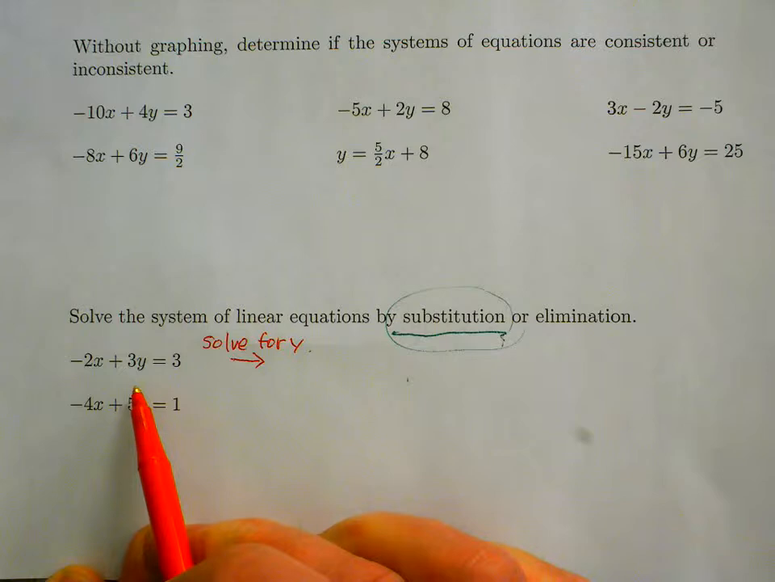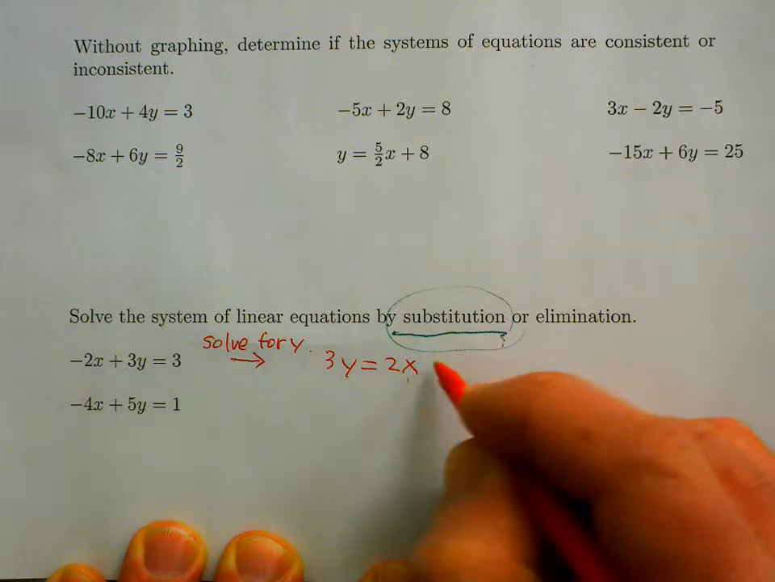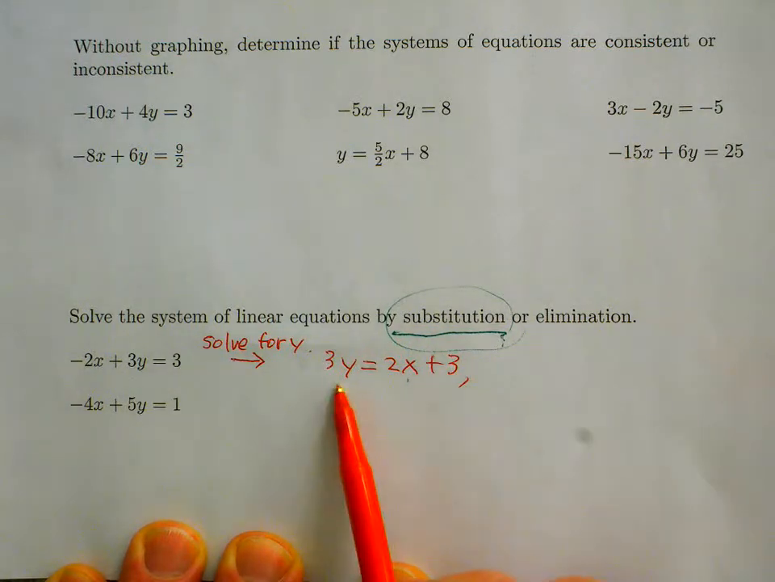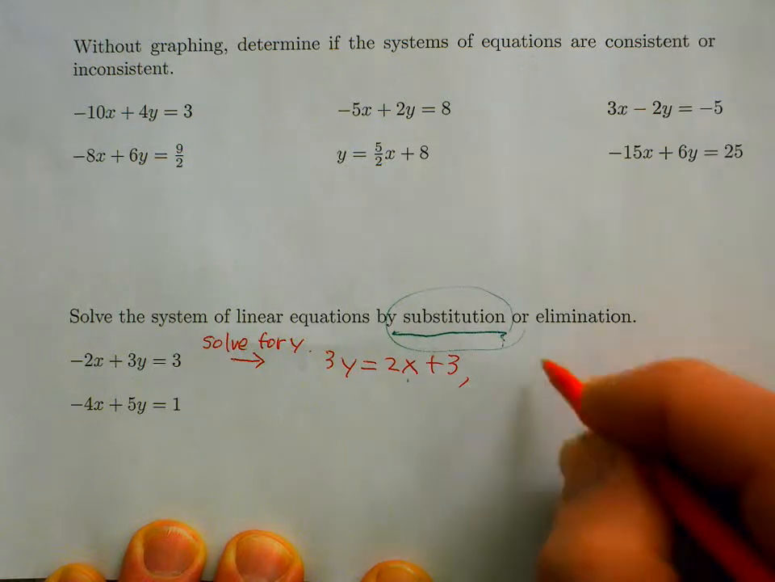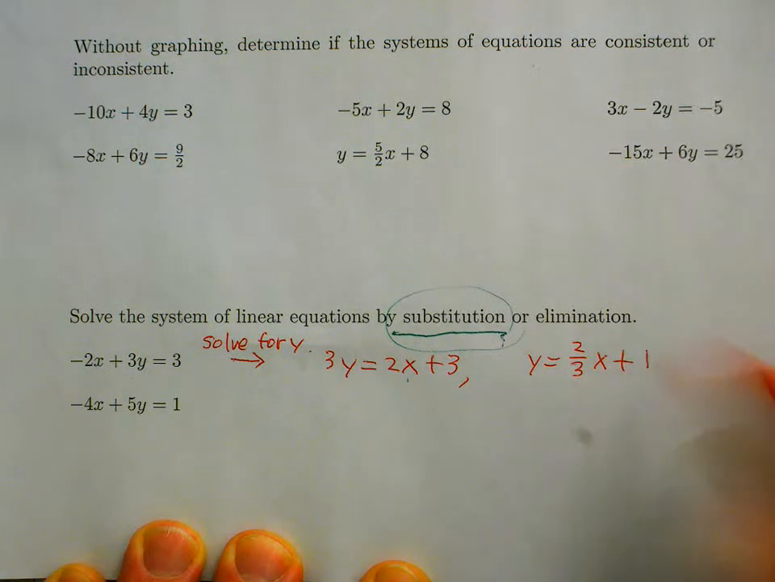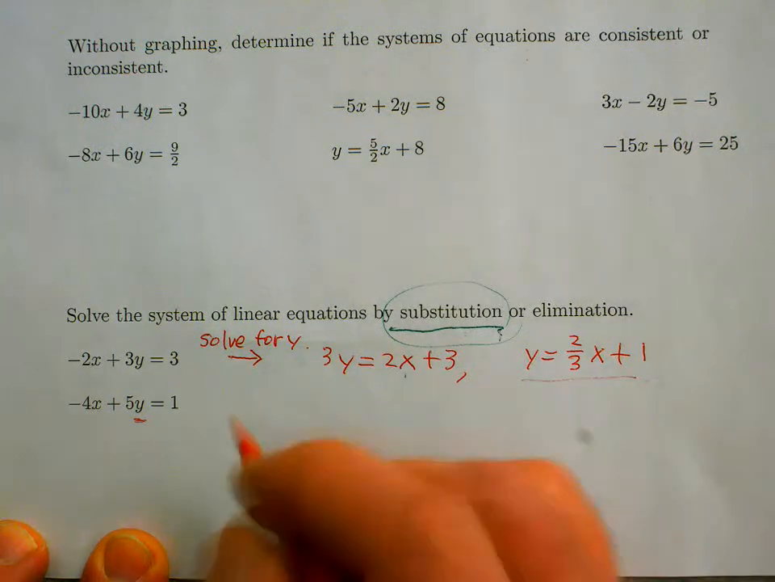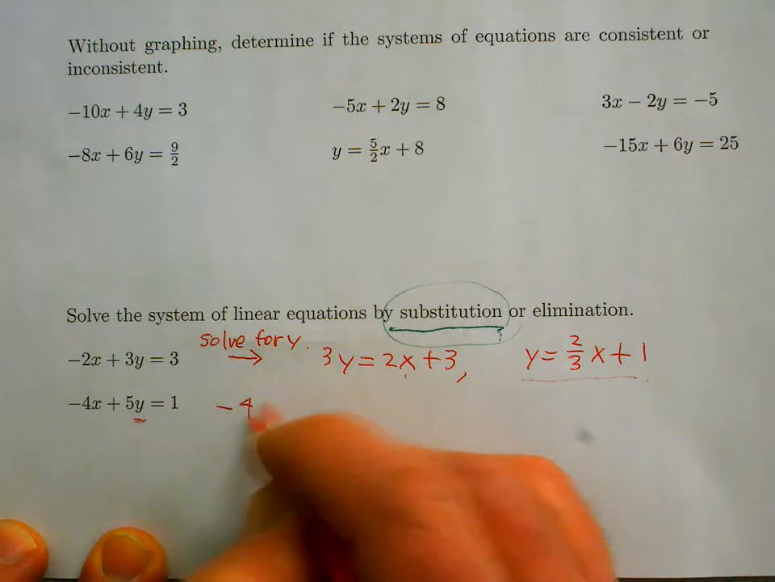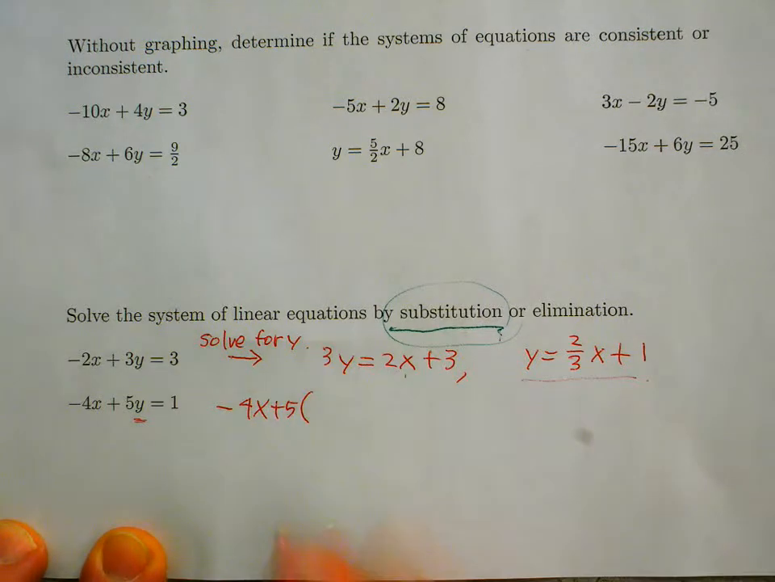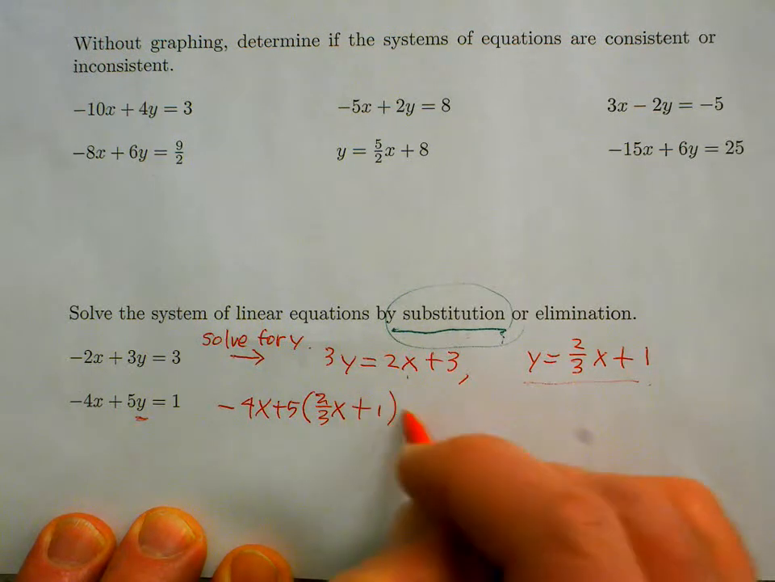So we add 2x to both sides, so I get 3y equals 2x plus 3. And then divide both sides by 3, I get y equals 2/3 x plus 1. And then in the other equation is the substitution step. In the other equation, I'm going to replace y with 2/3 x plus 1. So I'll get negative 4x plus 5 times 2/3 x plus 1 equals 1.